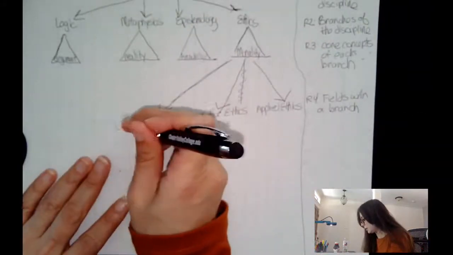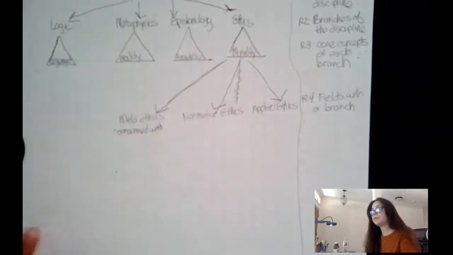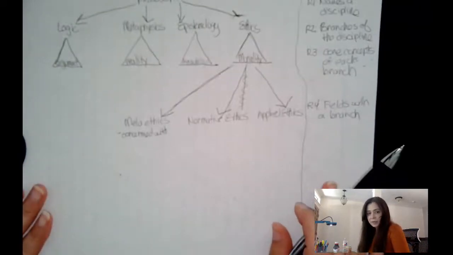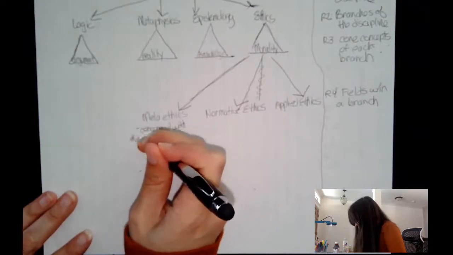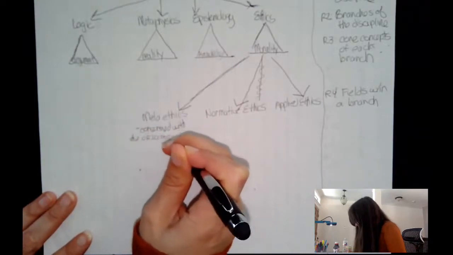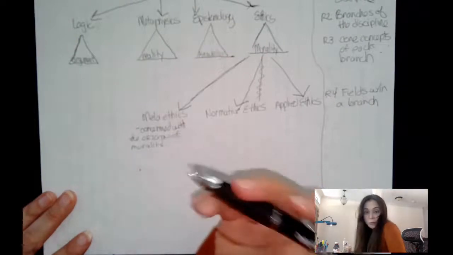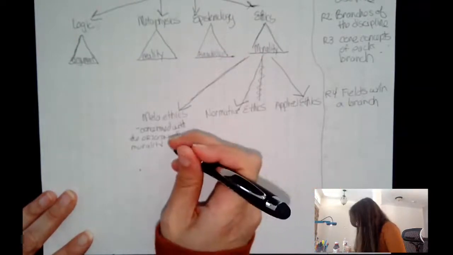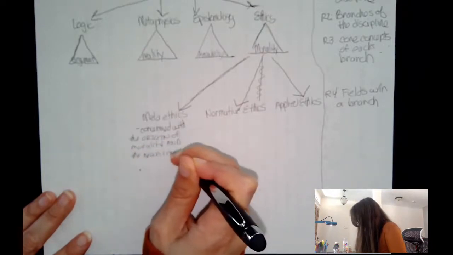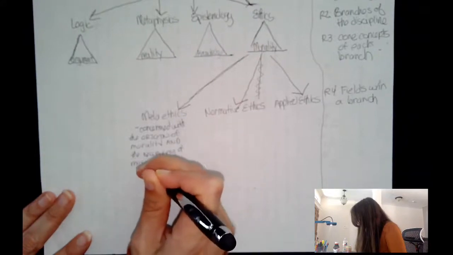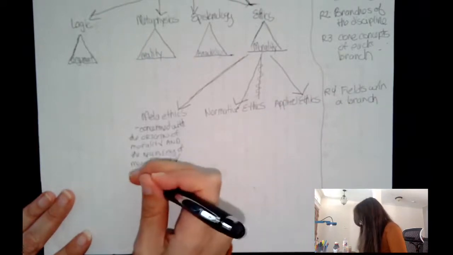Okay, so meta-ethics is concerned with the origin of morality. So whenever I say morality, you can just think right and wrong, good or bad, evil. And the meaning of moral terms / concepts.